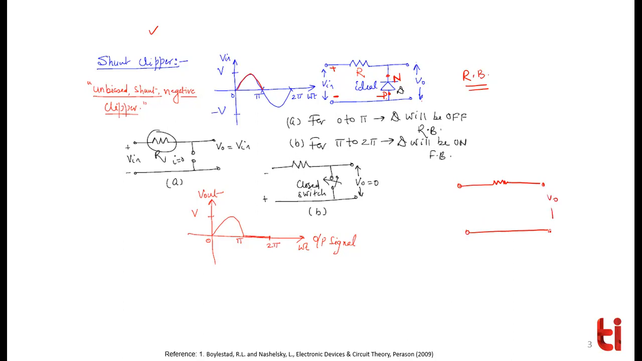This is your V naught and this is your V in. This is also plus minus. This is also plus minus. You are taking the output like this. So same as input. Whatever the input is, these two are parallel, these two are connected in parallel, so it is definite that you will get the same thing. Exactly similar you will get whatever the output you are getting.